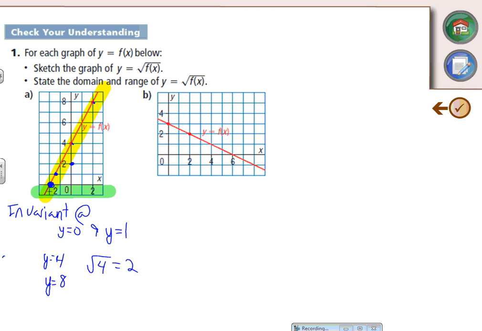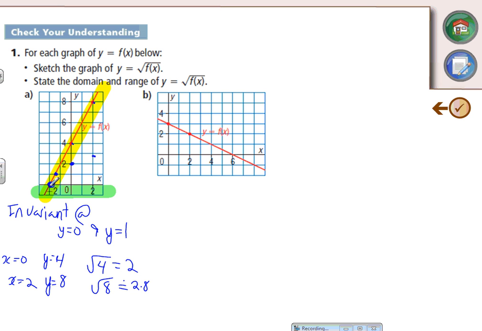This one was x equals 0, y equals 4. This one is x equals 2, y equals 8. So the point is going to be 2, square root of 8. Square root of 8 is about 2.8. So 2.8. Got to hit that point as well.